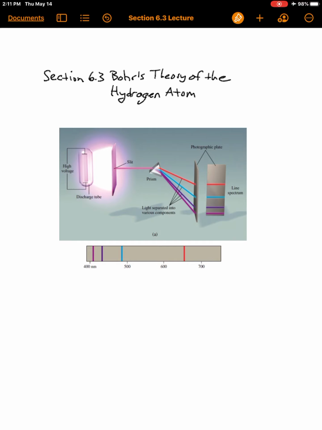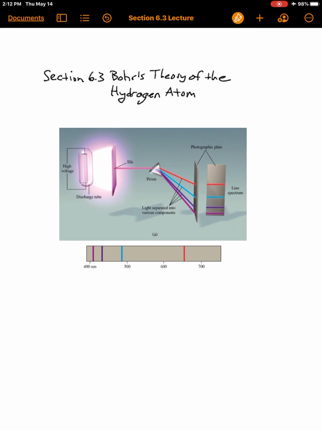Much of that light can be blocked, and a small amount of it can be allowed through a slit, a small opening. That ensures that the light is moving in one direction. And that light is then sent through a prism. What a prism does is it uses an index of refraction. It bends light, and it turns out light bends at an angle that depends on its wavelength.